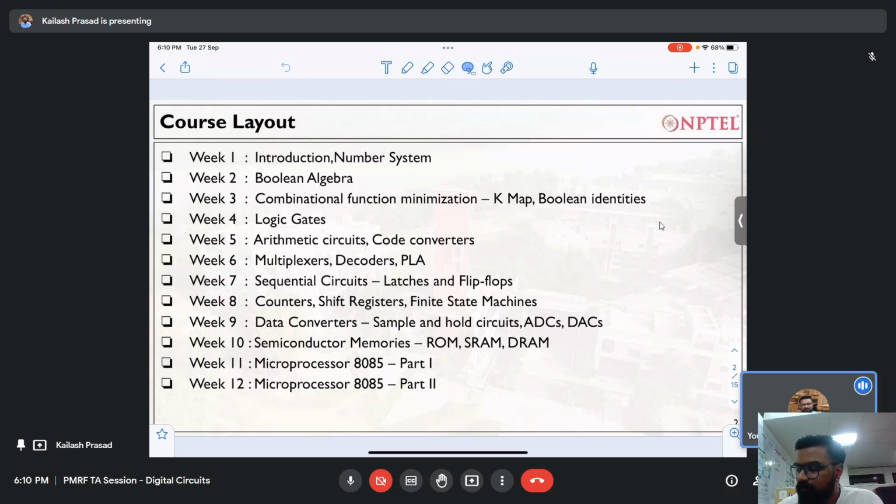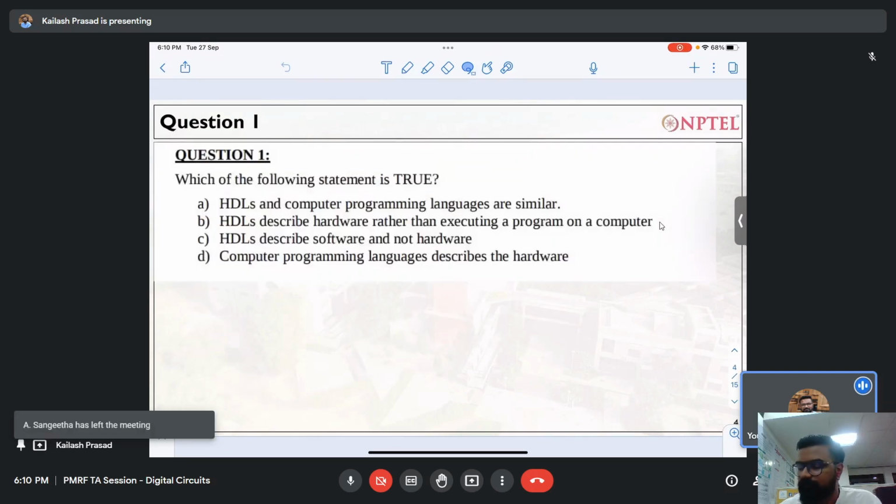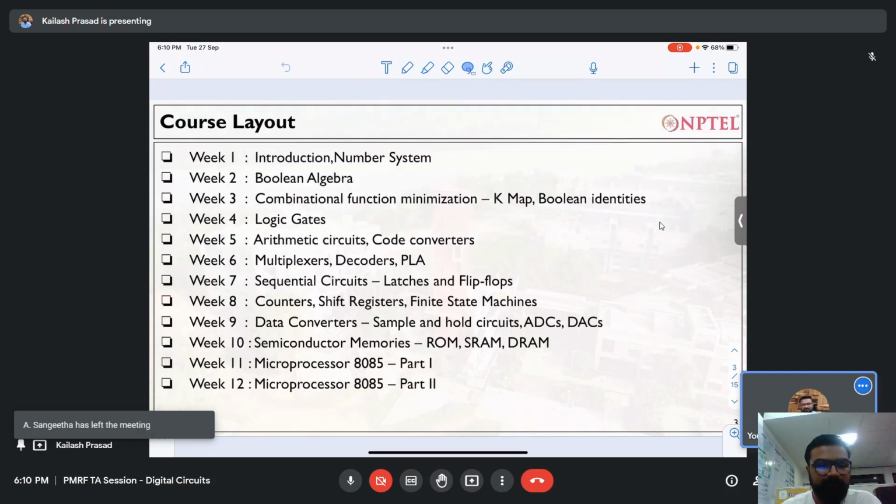Right. In today's session, our main goal is microprocessors, but before that, we'll be discussing what we call hardware description languages. Please ask questions if you don't understand at any time while we are solving the questions. In today's session, we'll be discussing hardware description language.